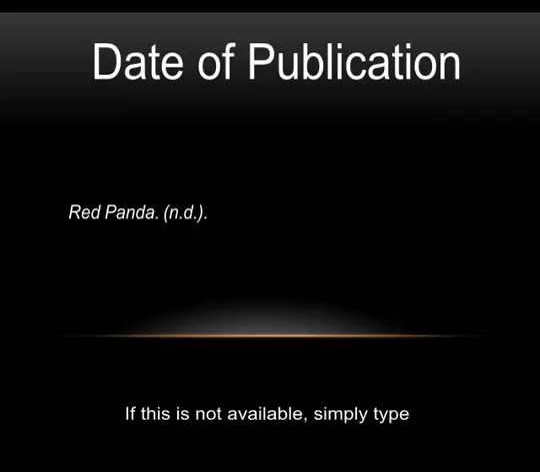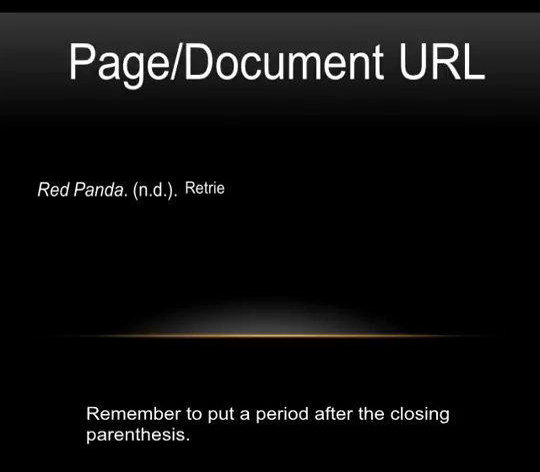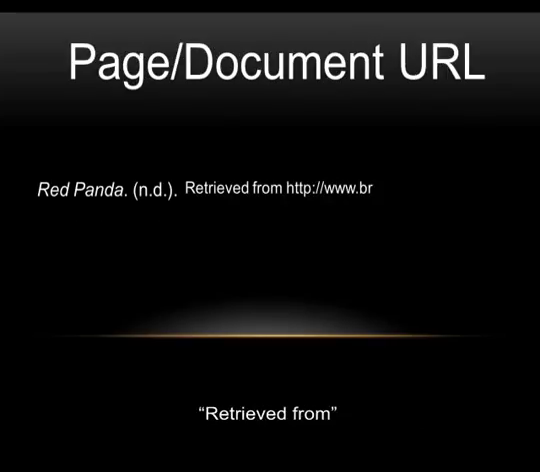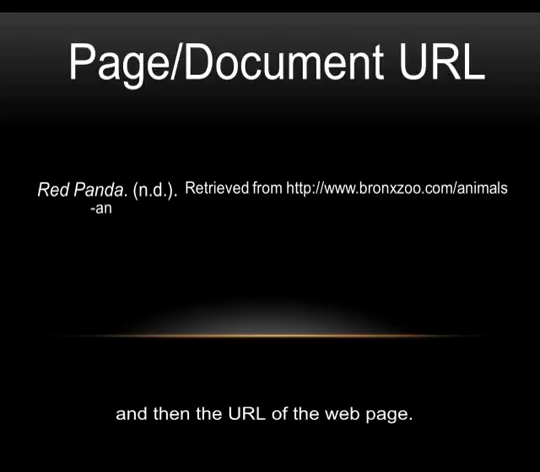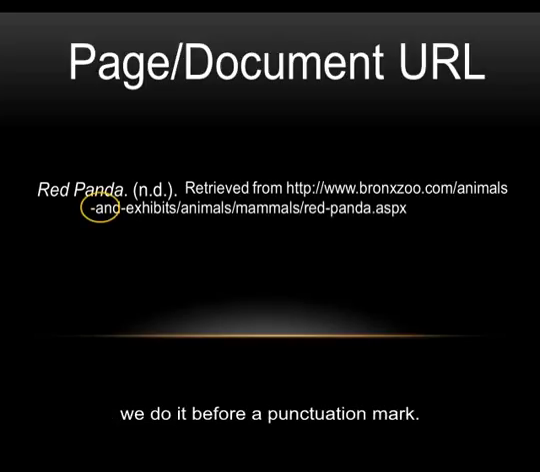If this is not available, simply type N period D period within parentheses. This stands for no date. Remember to put a period after the closing parenthesis. Like the last citation, we will type "Retrieved from" and then the URL of the web page. Again, notice that when we have to break the URL to put it on another line, we do it before a punctuation mark.